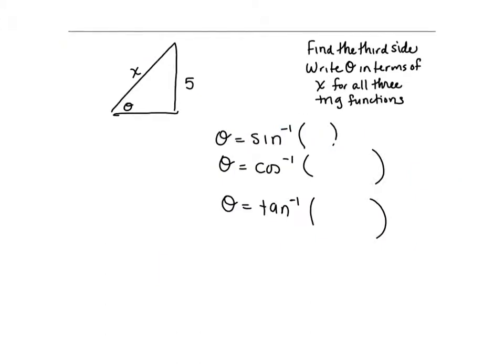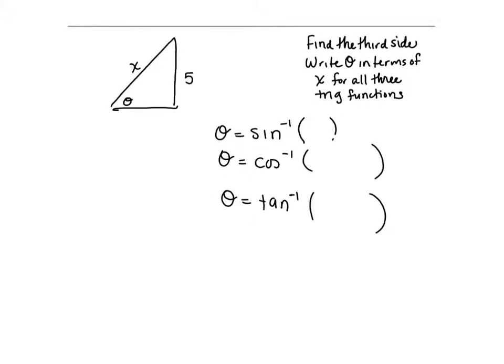Okay, another example would be if I'm given the same kind of triangle, this time opposite and hypotenuse. So immediately I can write the inverse sine, because this is opposite and this is hypotenuse. So this would just be 5 over x. I don't have to do anything to write arc sine, because that is what I'm given on the triangle. It says here, though, find the third side.